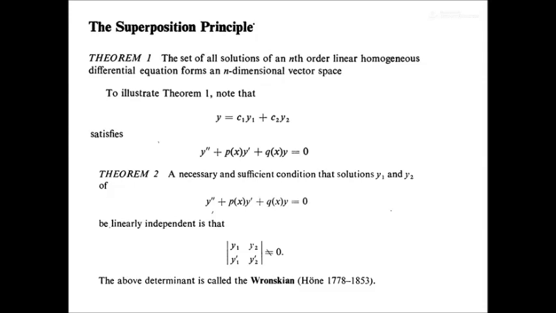Now, if any second order differential equation has two solutions, y1 and y2, any linear combination of y1 and y2 must be another solution of this differential equation. So if you take y equal to c1 y1 plus c2 y2, then y must be a solution of the differential equation y double prime plus P(x) y prime plus Q(x) y equal to 0.